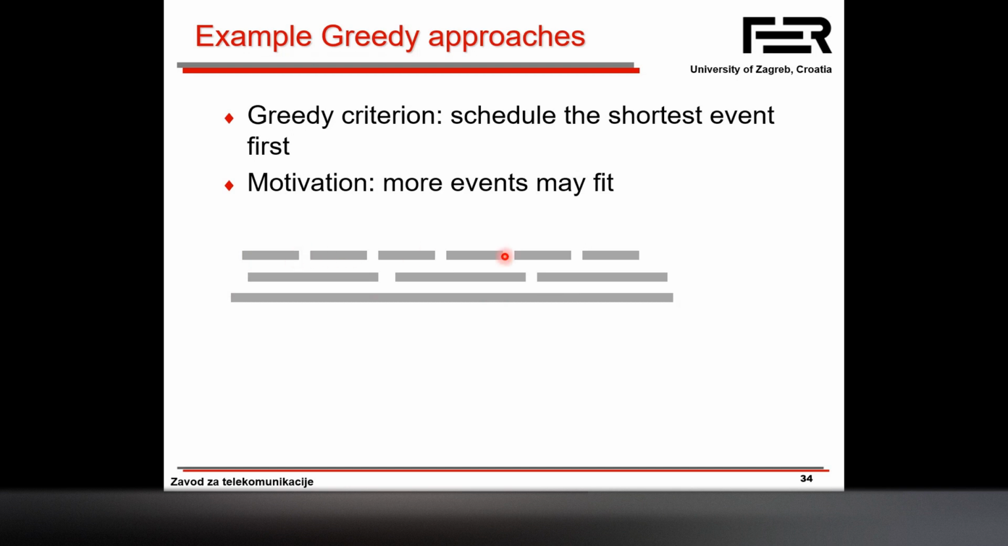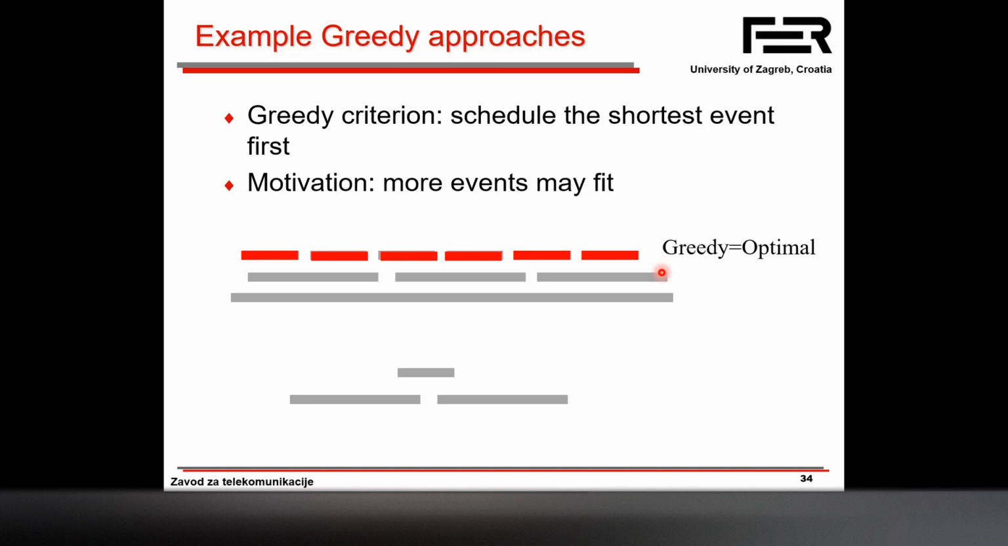So we have 1, 2, 3, 4, 5, 6 short events, 3 medium-sized events, and 1 very long event, which takes all day. With this greedy approach, we schedule the shortest event first, then the second, third, fourth, and we manage to schedule 6 out of these 10 events, and that is our solution. We're trying to maximize the number of scheduled events, and that would also be the optimal solution in this case.